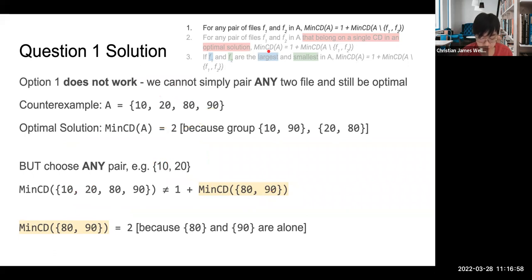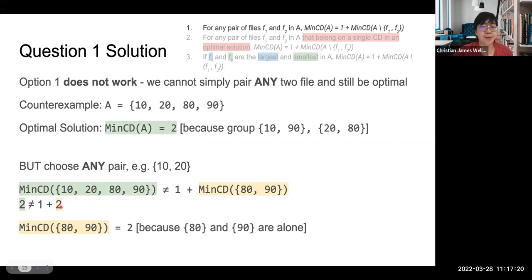So I think this slide should be pretty intuitive enough. It just means that you cannot anyhow choose a pair. But if you need me to go through the counterexample again, do let me know over PM or whatsoever. As I said earlier, the optimal solution is 2, but if I choose any pairs, I might end up with an answer of 3.